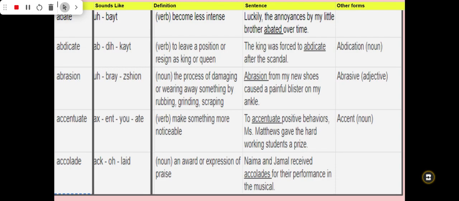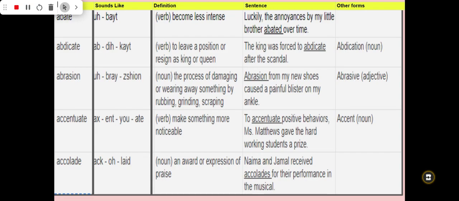But we have abate. It's pronounced abate, which means to become less intense. It's a verb. It's an action. The sentence, luckily, the annoyances by my little brother abated over time, means they became less intense as time went on, probably because my brother got older.